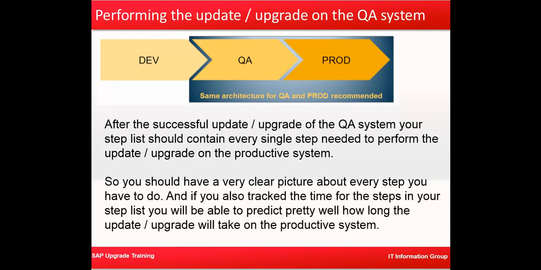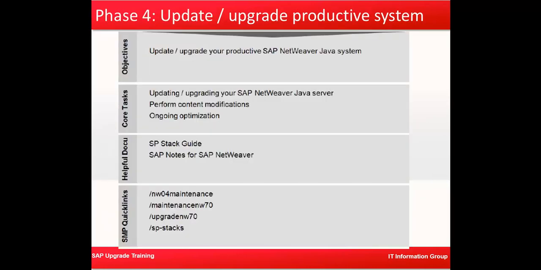After the successful upgrade of the QA system, your step list should contain every single step needed to perform the upgrade on the production system. You should have a very clear picture of every step which you need to perform, and you should have a time for each and every step, that is, how much time it takes to perform each step.